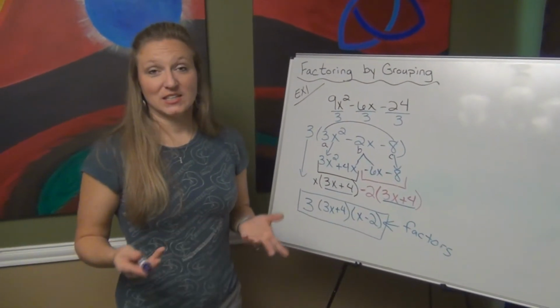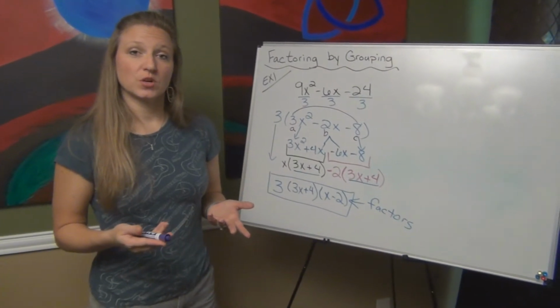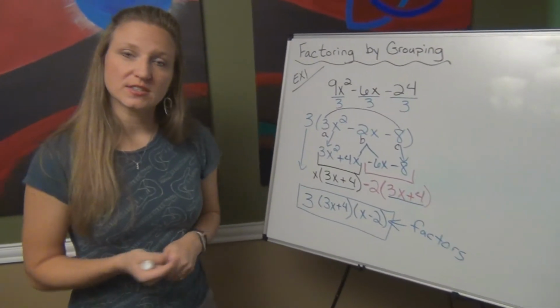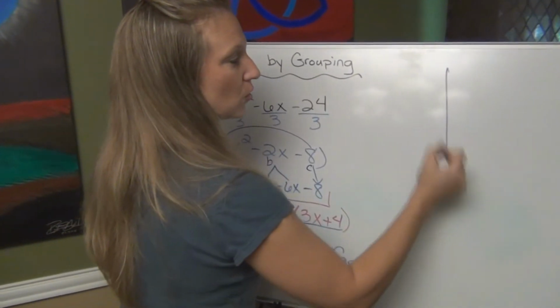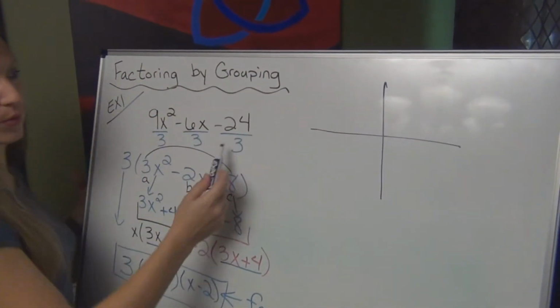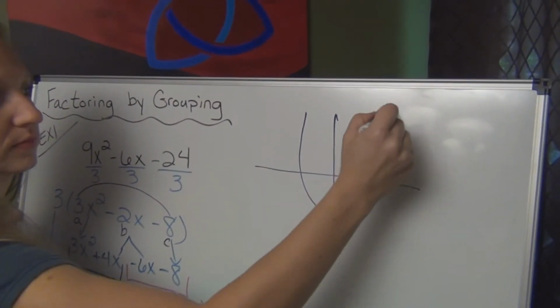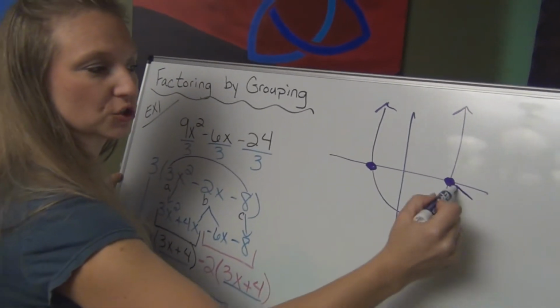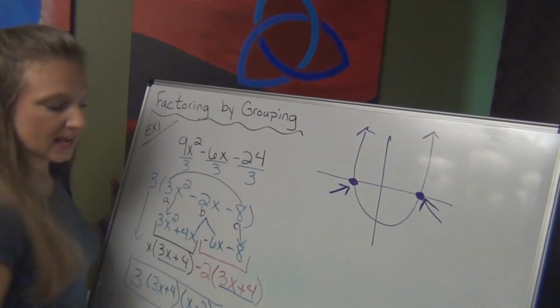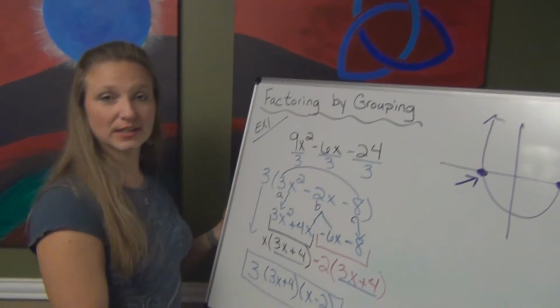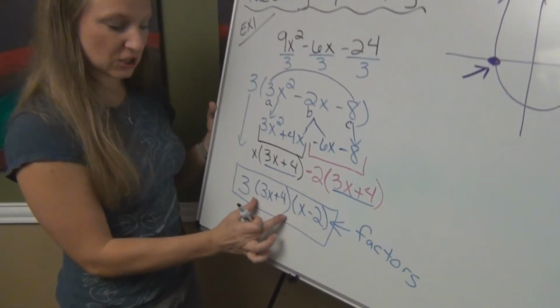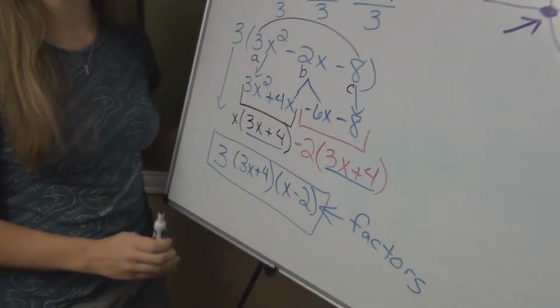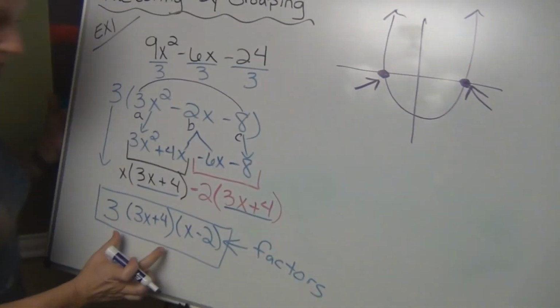Factoring is useful for many different things. One thing it can be used for is to find the solutions of a quadratic. If you would graph the parabola, and if you are looking for these solutions, if you factor it, then you can set each of your parentheses equal to 0.